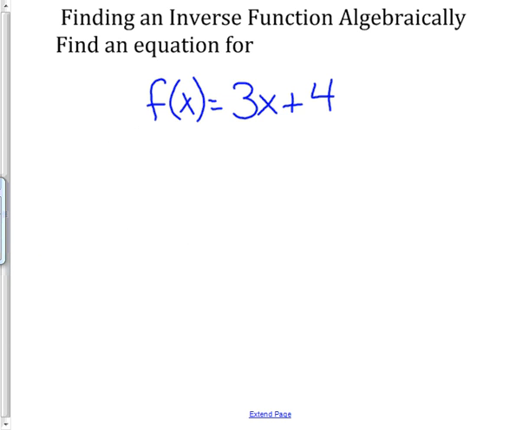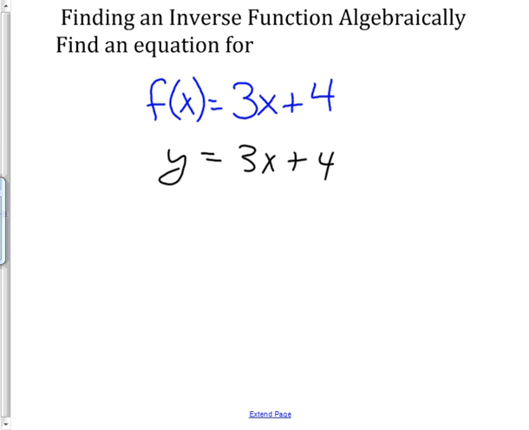If you were going to do it algebraically, here's a 3-step process, and this is fairly simple. First thing you do is change f of x into y. Isn't f of x the same thing as y in the first place? All right. y equals 3x plus 4. You might want to write this down. How to change a function to its inverse.